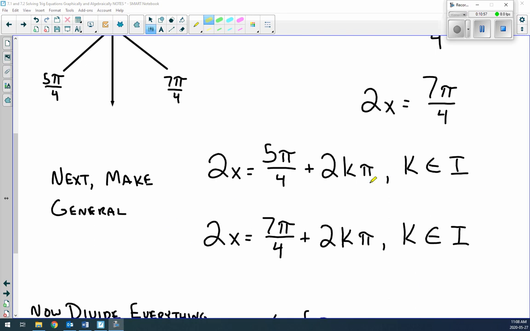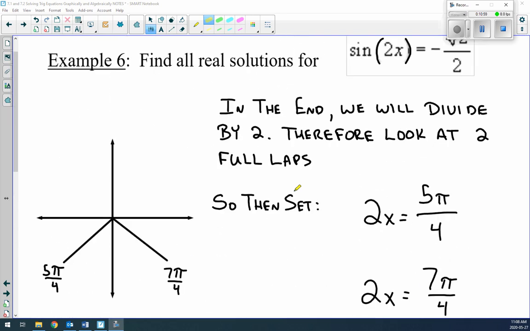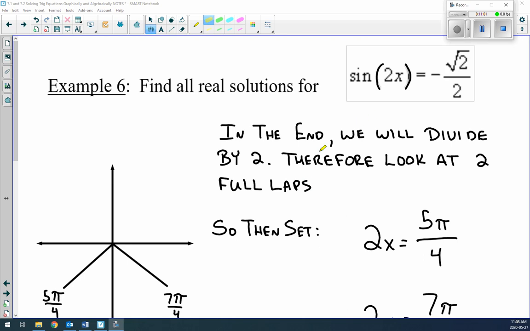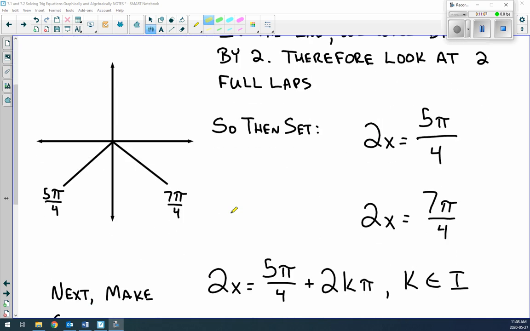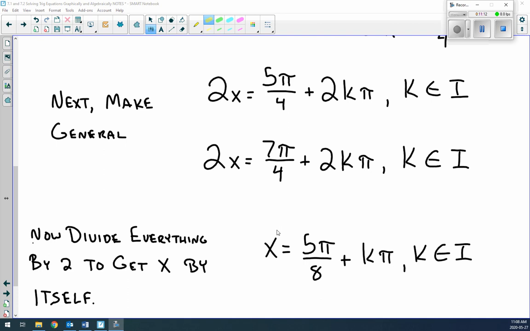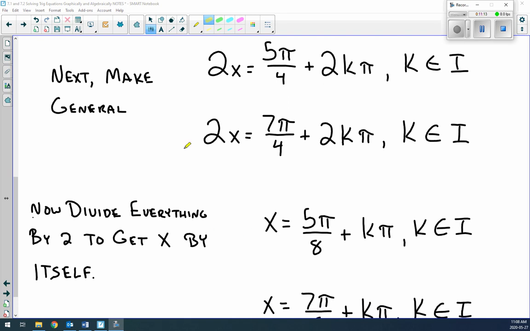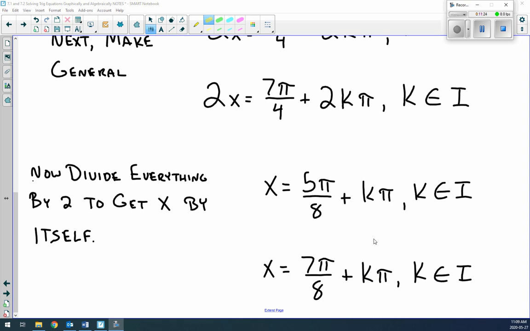We've created the general. Now, what did we say at the top here? Look, back up here, right? We divide everything by 2, right? The negative root of 2 over 2 gave us the negative signs, right? Quadrant 3, quadrant 4. But what we have to do is divide everything by 2. So now divide everything by 2. Well, that's easy. 2x divided by 2 is just x. 5 pi over 4 becomes 5 pi over 8. That's easy. 2k pi divided by 2 is k pi. Oh, well, actually, that's not that bad at all.